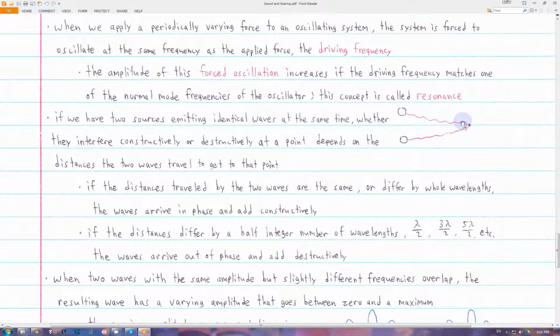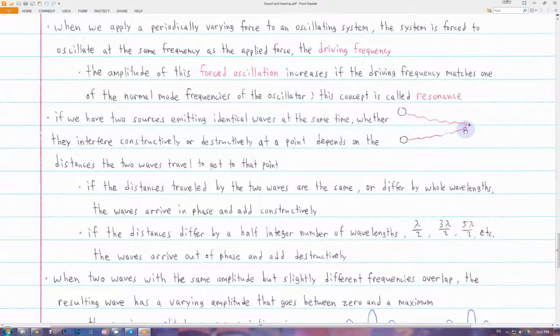So they'll add constructively. And they'll also add constructively if the distance traveled between them differs by a whole wavelength. For example, let's say this wave on top travels two whole wavelengths longer than this one on the bottom to get to this point. Then they'll interfere constructively, because they'll both be a crest or they'll both be a trough.